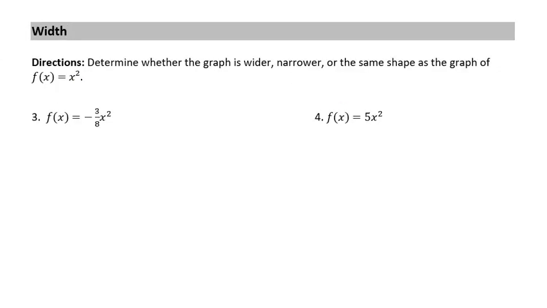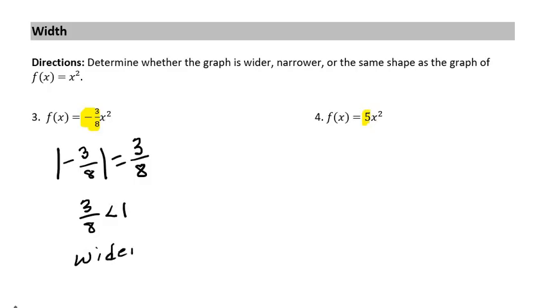The directions here say determine whether the graph is wider, narrower, or the same shape as the graph of f of x equals x squared. And again, we're going to be looking at the leading coefficient. But more specifically, we need to be looking at the absolute value of the leading coefficient. So for problem 3, I have the absolute value of negative 3/8 is equal to 3/8. And because that number is less than 1, I know that my graph is going to be wider than my original parent function of f of x equals x squared.